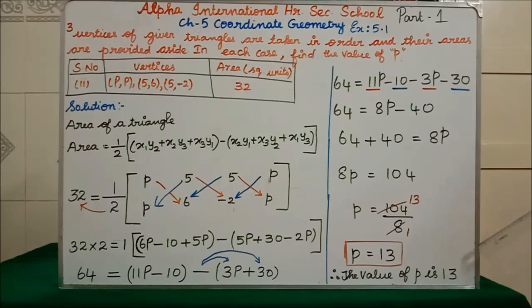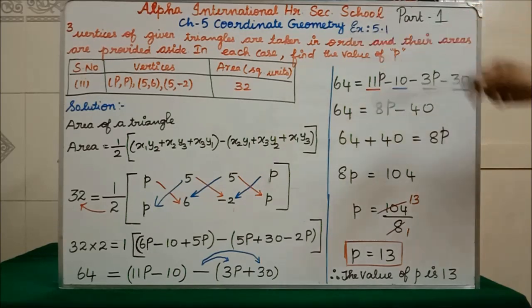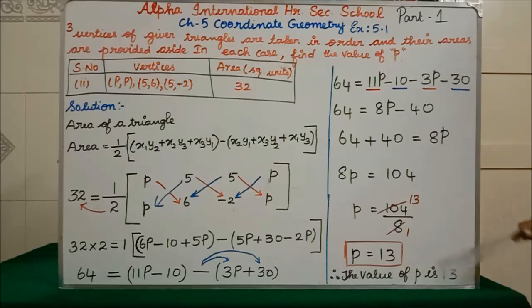Now the value of p is 13. Now we have found the p value, that is what they will ask us to find. So now the first vertex will be 13 comma 13, our first vertex. Clear students all of you? It is the same as the first problem, but here we are going to find the p value. Next we will see the fourth question.